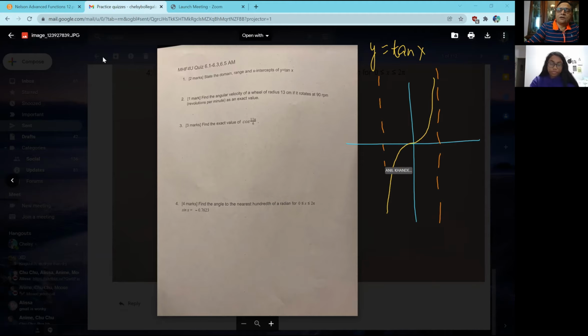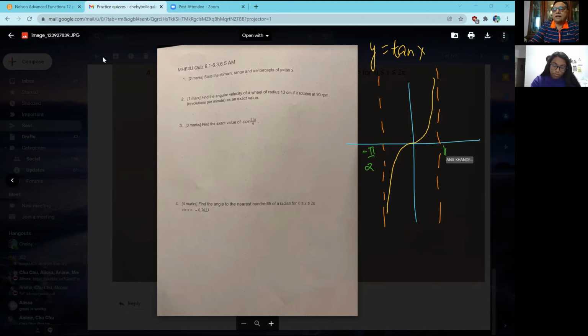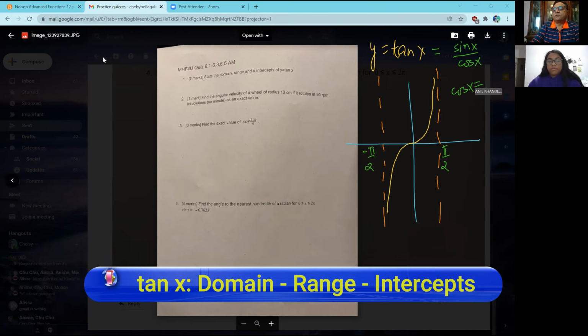You know, tan x can also be written as sine x over cos x. And therefore cos x equal to 0 will give you the restrictions, perfect? So here it is like minus pi by 2 and pi by 2. That will give you cosine as 0. So think like this. Tan x is sine x over cos x, and of course, cos x should not be equal to 0.